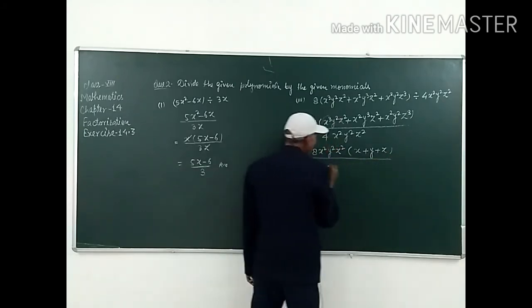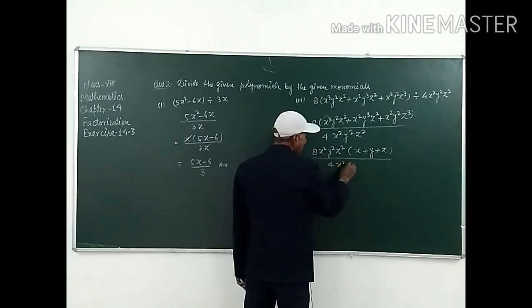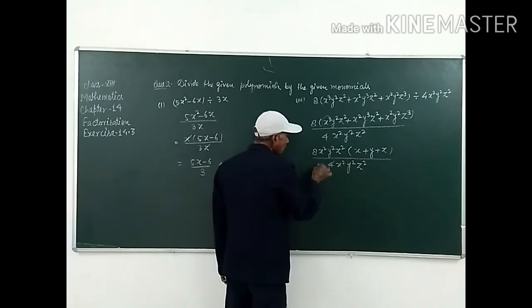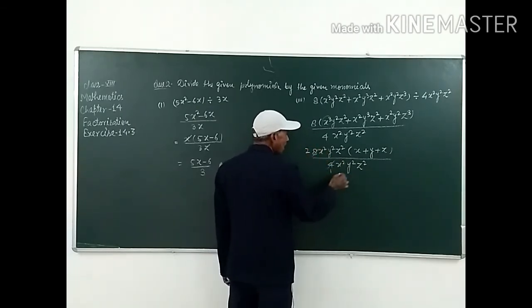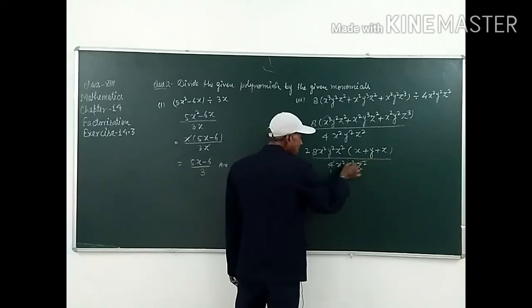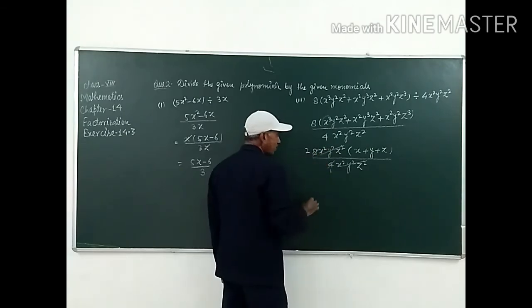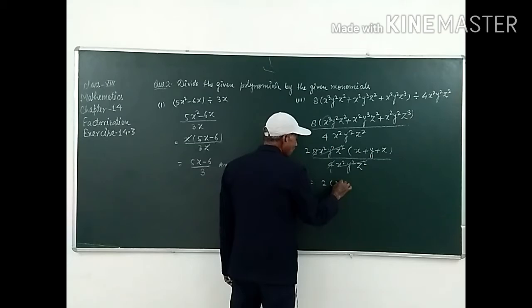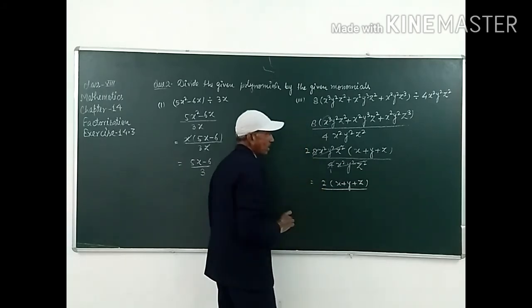Now we have to write the denominator, that is 4x square y square z square. So students, 4 2s are 8, this one will be 2, this one 1, and x square y square z square, x square y square z square, will be cancelled. So the remaining part will be 2 into x plus y plus z, and this one is the answer, student.